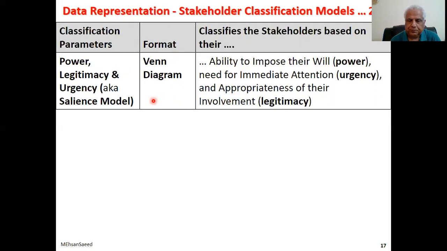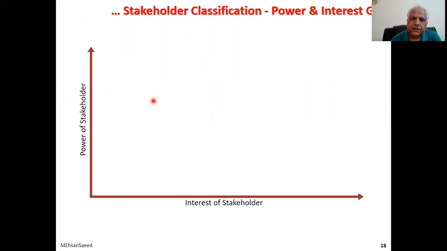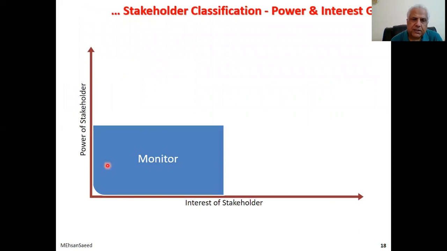So let's take the first one, the power and interest grid. We take interest along the horizontal axis, power along the vertical axis, or you could interchange, no problem with that. And you consider this area to be divided into four quadrants. And the first quadrant is where a stakeholder has low interest and low power in the project. So what do we do? Obviously, because they have no power and very little interest, they are not going to create any problems, nor are they going to contribute towards the project.